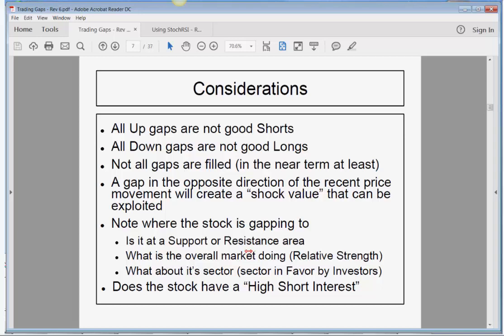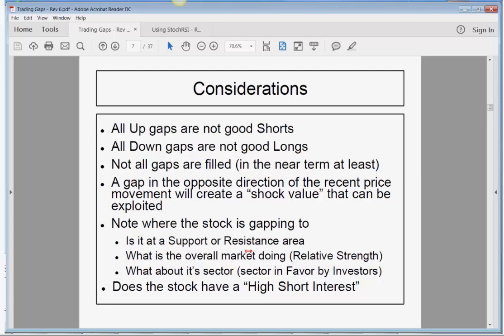But all down gaps are not good longs. Not all gaps are filled, at least in the near term. And I'm not talking over the longer term. I do believe that gaps are magnets. A gap in the opposite direction of the recent price really creates some sort of shock value for the people who were either short or long. If I were shorting a stock and it was going down, down, down, I'm happy, and then suddenly I get earnings news and it gaps up substantially, I get the shock of, "Oh, I didn't expect that." And I'll show you some examples.